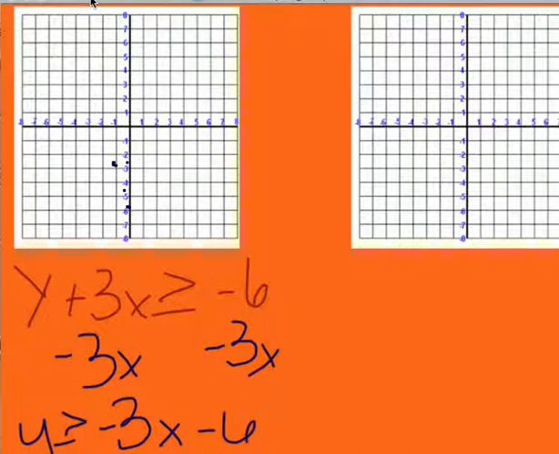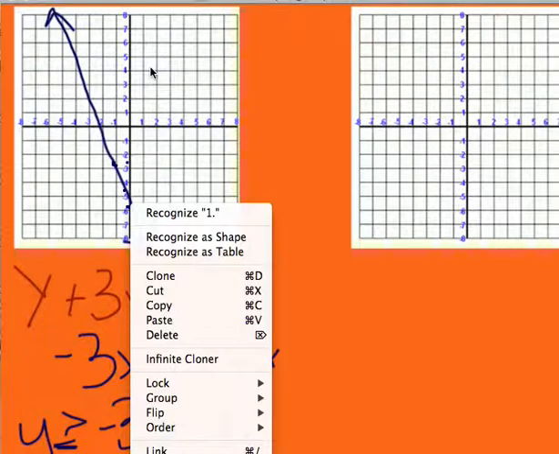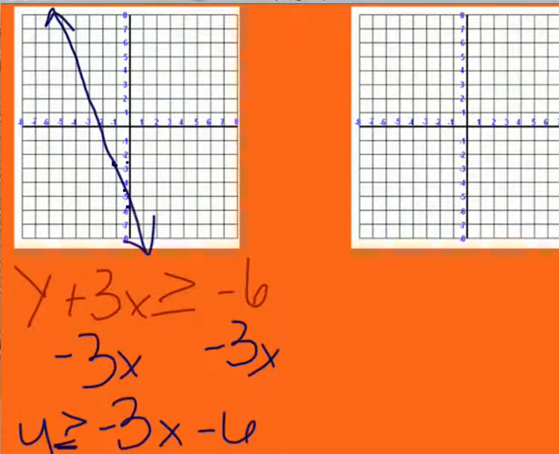So now I'm going to go ahead and draw a solid line because there's a line underneath that inequality. Then I notice that the inequality is still opening towards my y. So since the alligator is opening towards my y, I shade up from the line. So I pick a spot on the line and shade up.